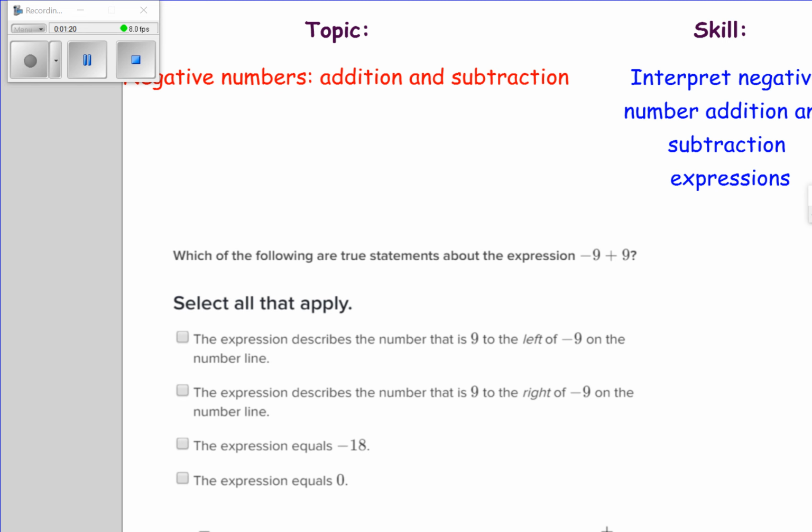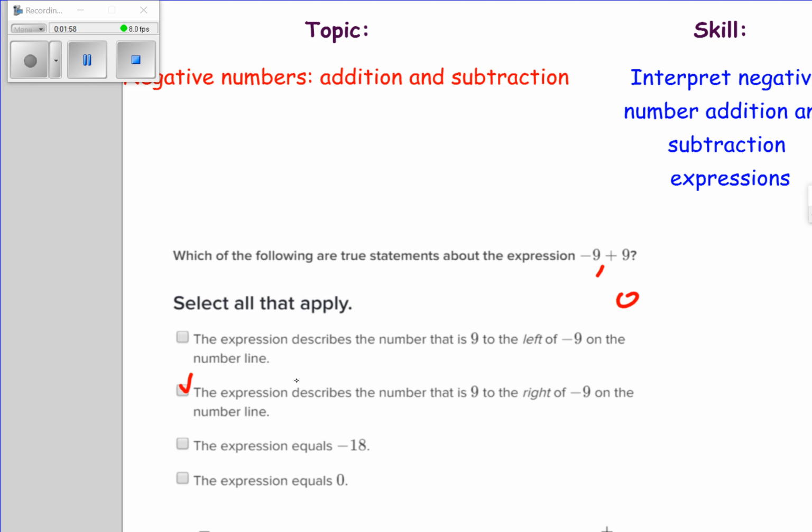So, -9 plus 9 is 0, right? So, let's talk about this. The expression, which answer choices match? The expression describes the number that is 9 to the left of -9 on the number line. So if I start at -9, I go 9 to the left, I'm going to end up way out here. So that's not it. The expression describes the number that is 9 to the right of -9 on the number line. Well, if I start at -9, I go to the right: 1, 2, 3, 4, 5, 6, 7, 8, 9. I end up at 0. So that one is correct.